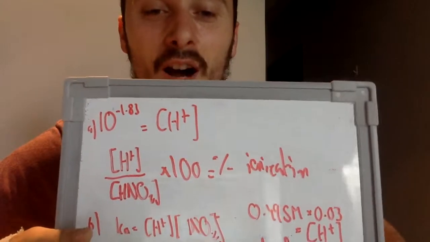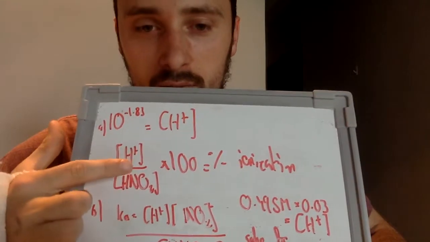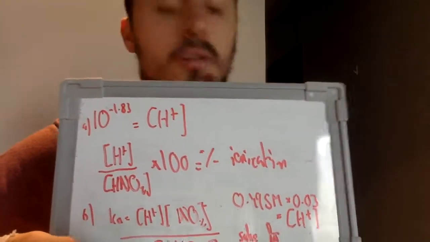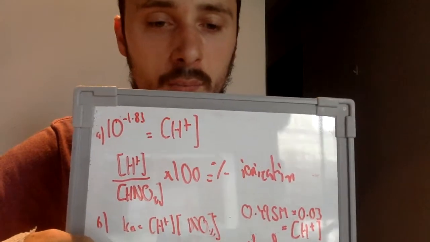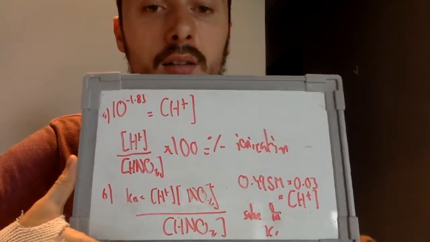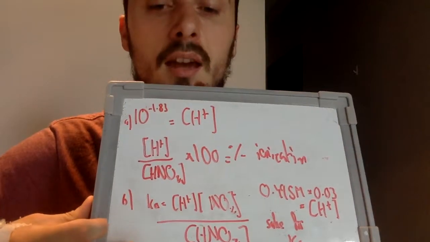Okay. So after you've done that, you take your concentration for H+, divide it by the concentration of HNO2, which is given to you as 0.495, times it by 100 for percent ionization. Done. Now for B, you're asked to calculate the Ka. So write the expression for the Ka first.